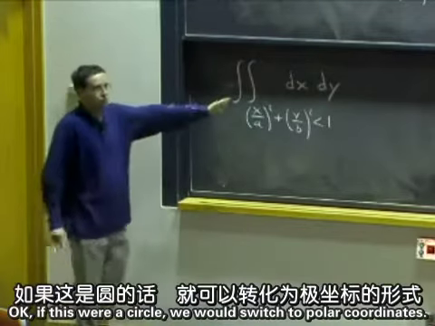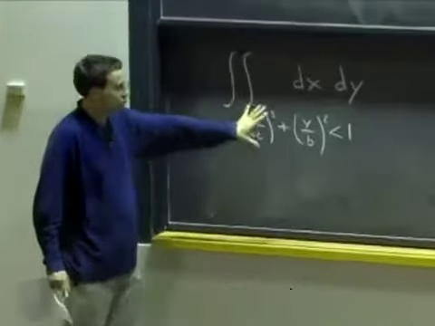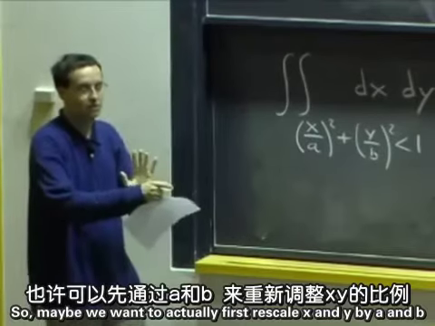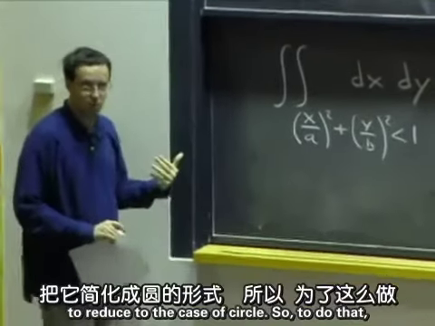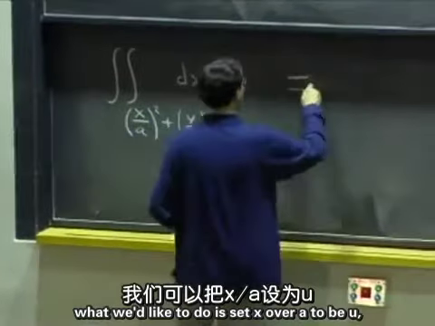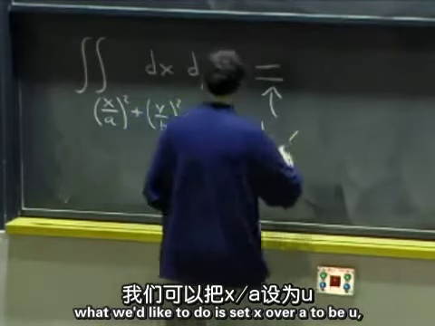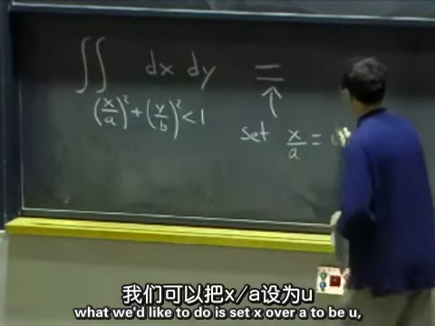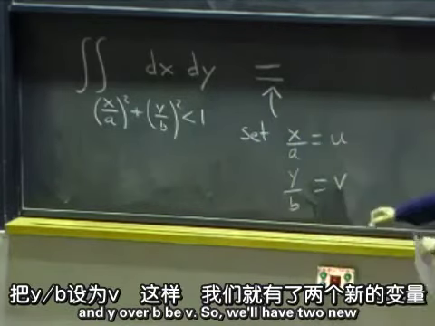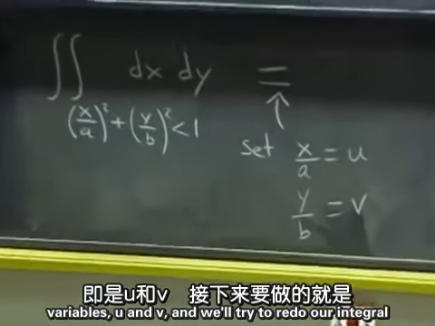If this were a circle, we would switch to polar coordinates. Well, we can't quite do that yet. But an ellipse is just a squished circle. So maybe we want to first rescale x and y by A and B to reduce to the case of a circle. To do that, what we'd like to do is set x/A to be u and y/B to be v. So we'll have two new variables, u and v, and we'll try to redo our integral in terms of u and v.